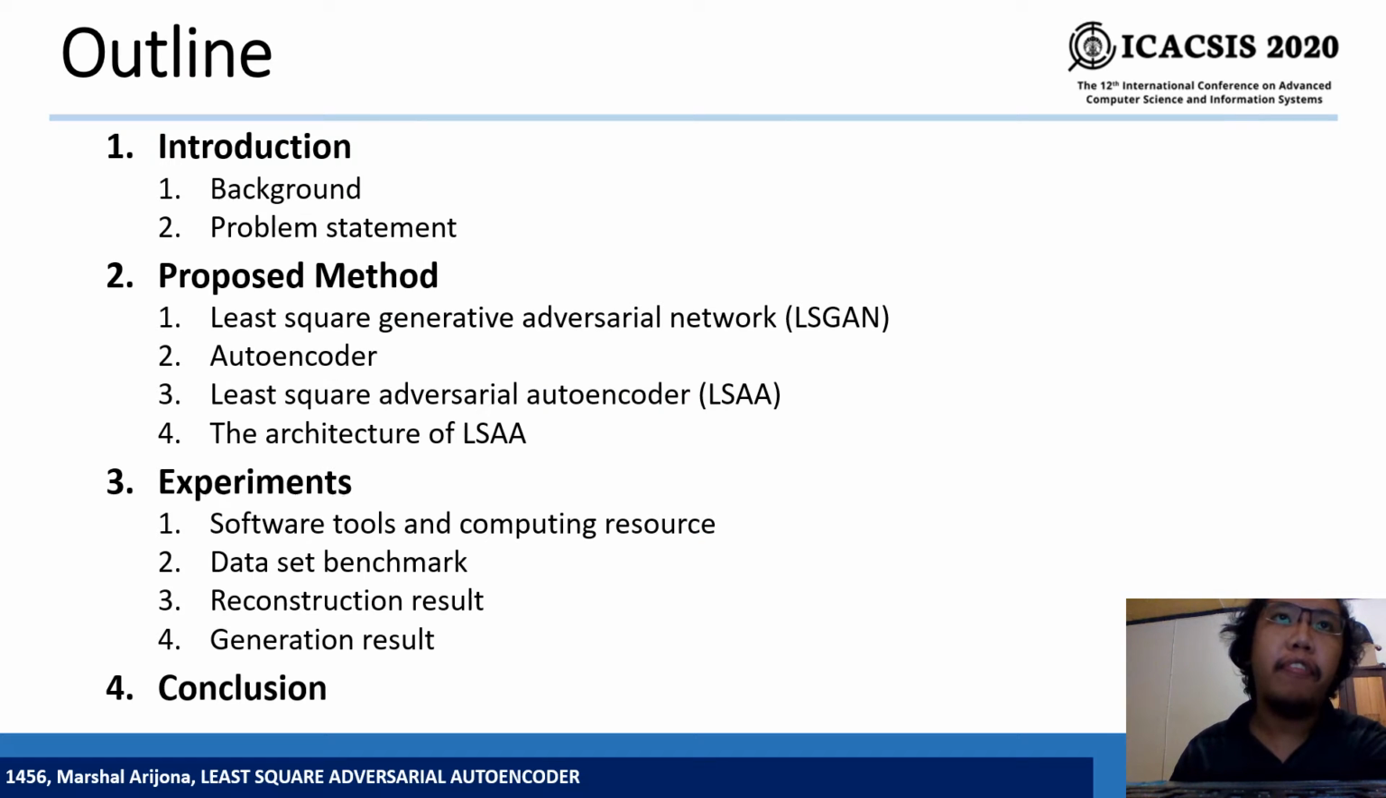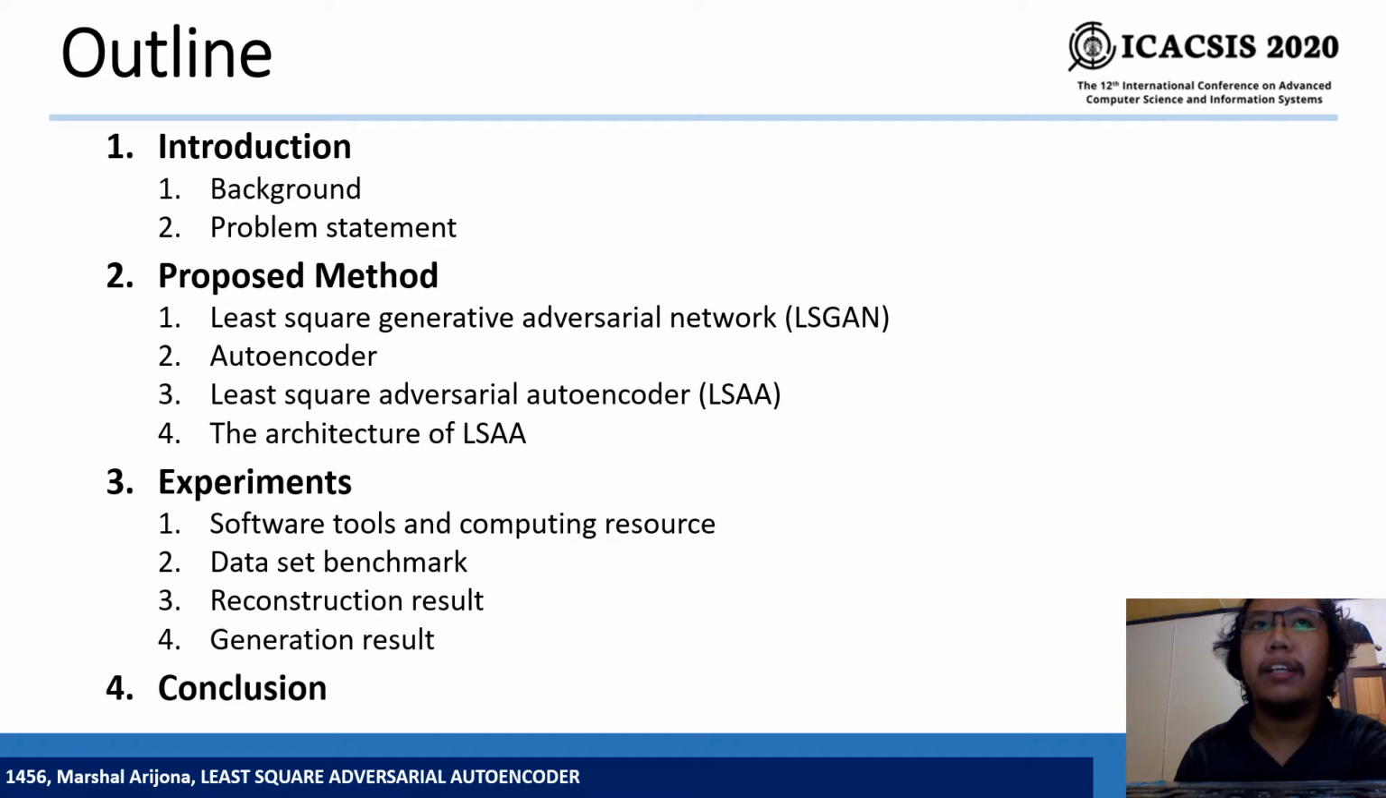The outline of this presentation is as follows. First, I will talk about the introduction of this paper. Second, I will talk about the method that we propose in our paper. Third, I will talk about the results and analysis of our experiments. And finally, I will give the conclusion of our research.